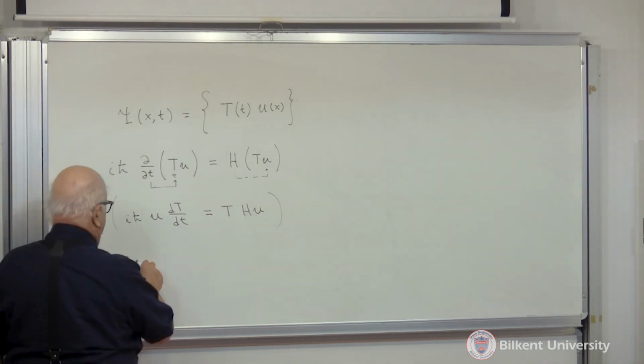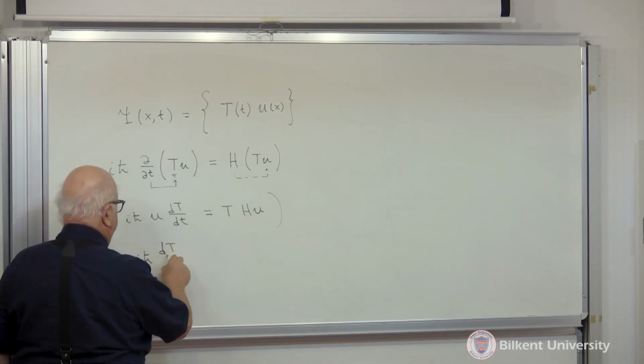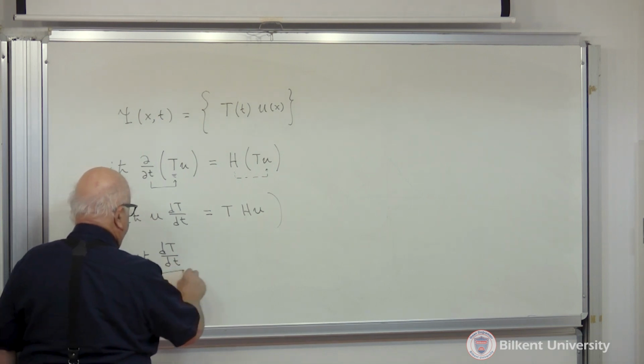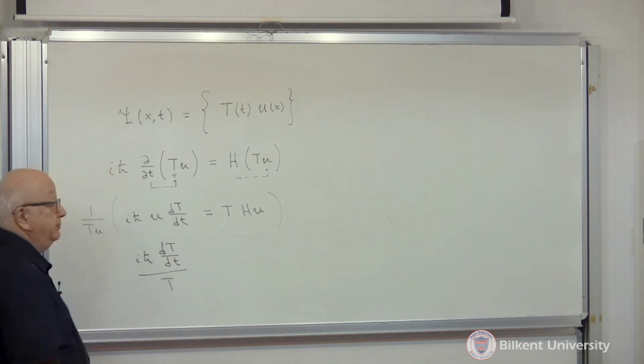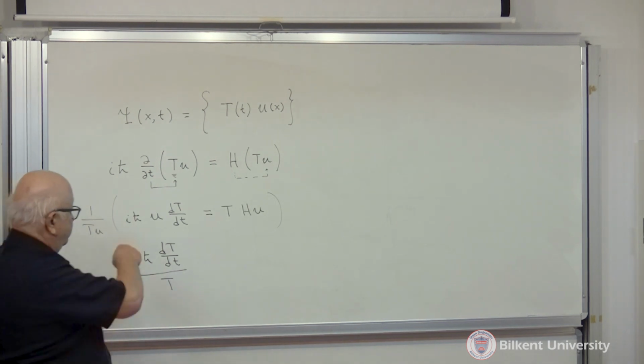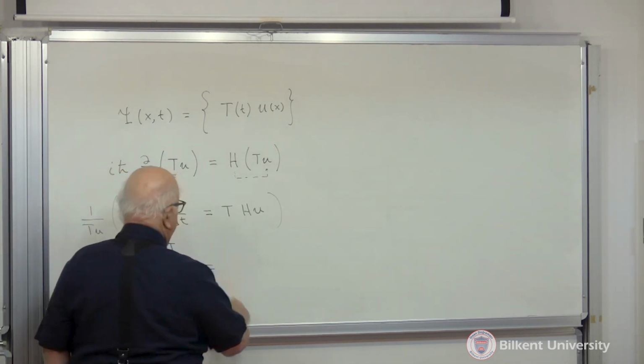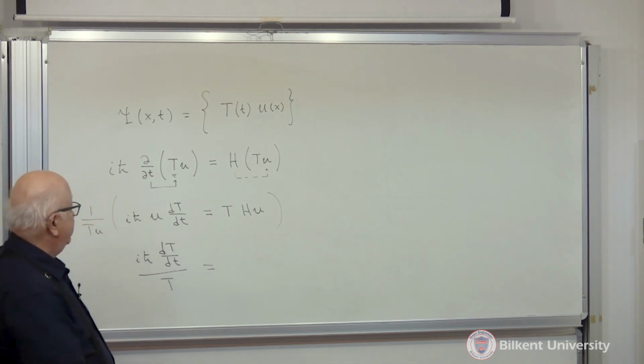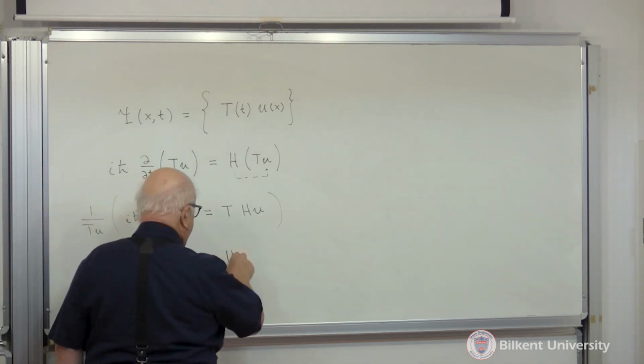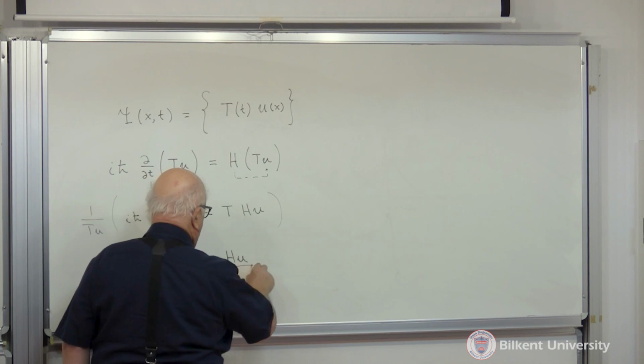So I'll get iħ (dT/dt) divided by capital T. The u's cancel. And on the right-hand side, the capital T's will cancel. I'll have H times u over u.